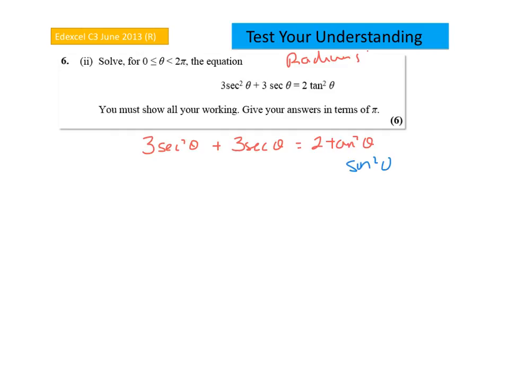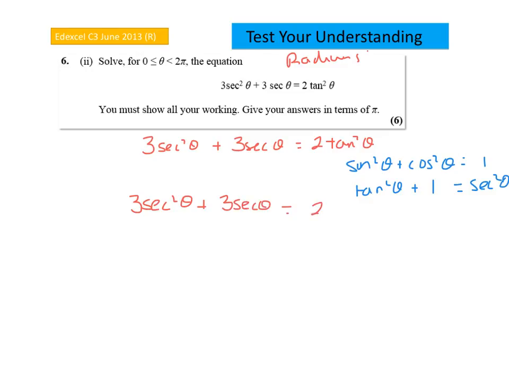So I know that sine squared theta plus cos squared theta equals 1. Dividing through by cos squared theta will give me tan squared theta plus 1 equals sec squared theta. So I can write my original question in terms of sec theta. So therefore I can say that 3 sec squared theta plus 3 sec theta equals 2 tan squared theta, so that will be 2 times sec squared theta minus 1.